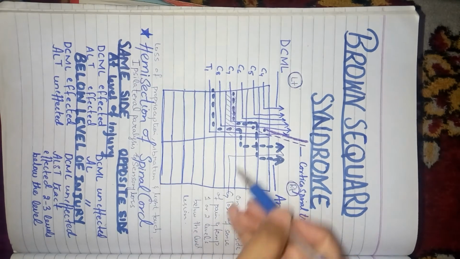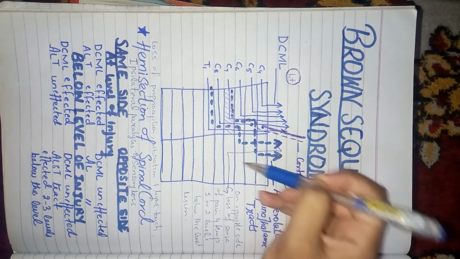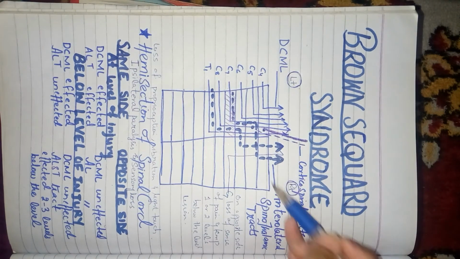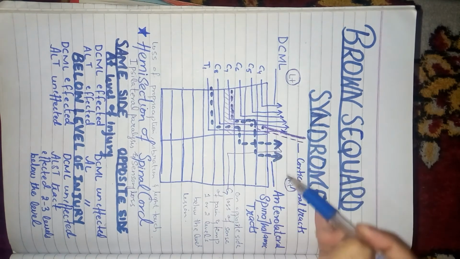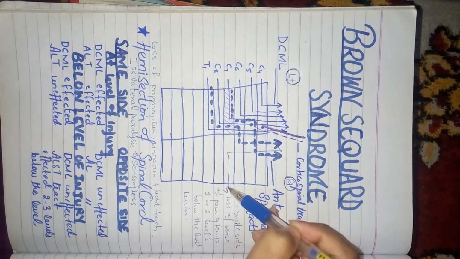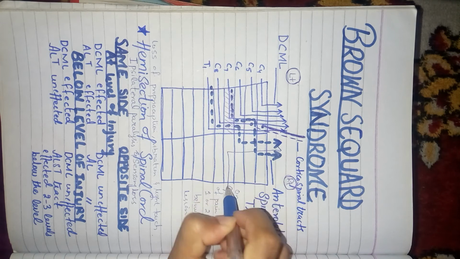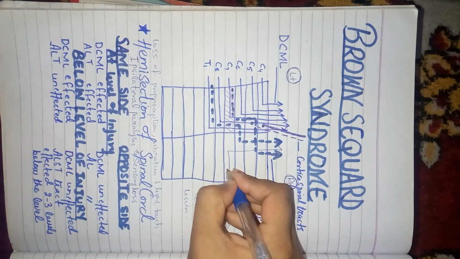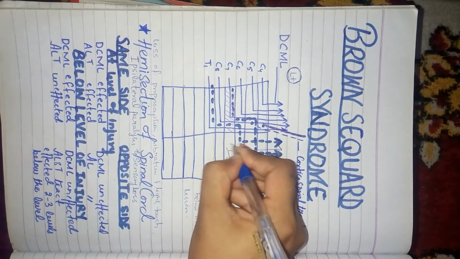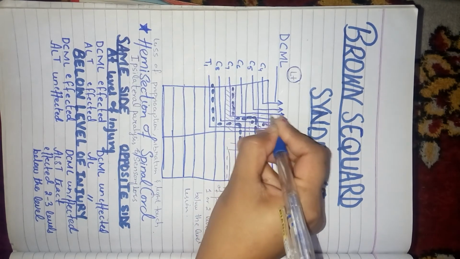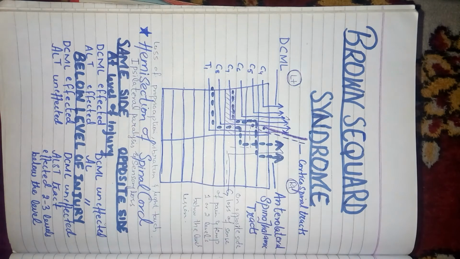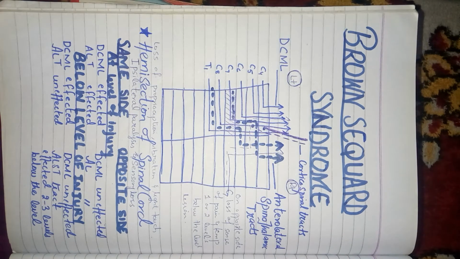Okay, at the same level on the opposite side of the lesion, for example at the level of C7 on the right side, the DCML will be unaffected, and similarly the anterolateral spinothalamic tract will also be unaffected. There's a lot of mess created here, but this is how it is.